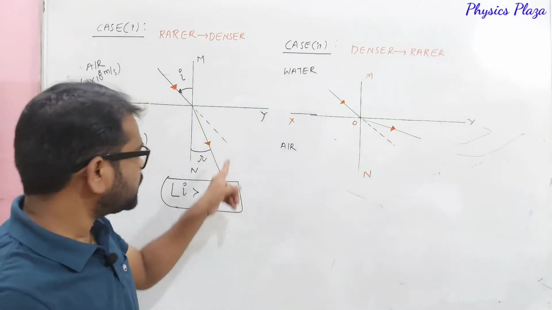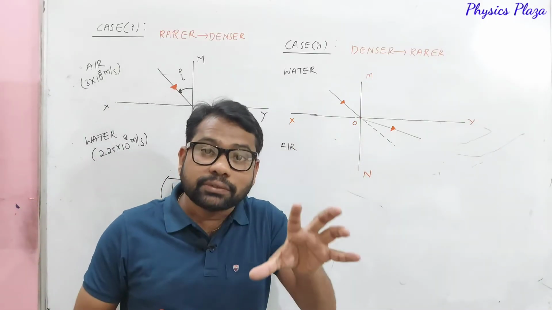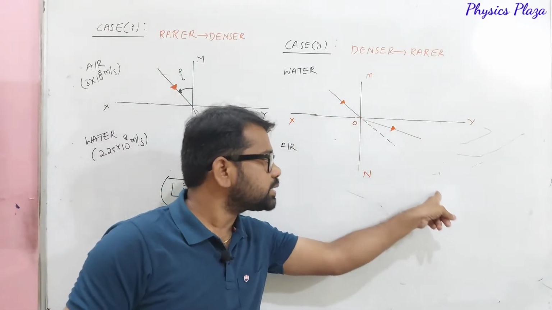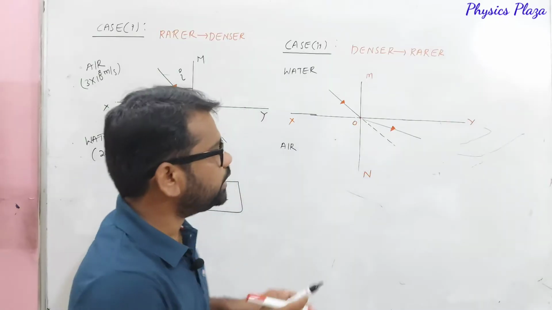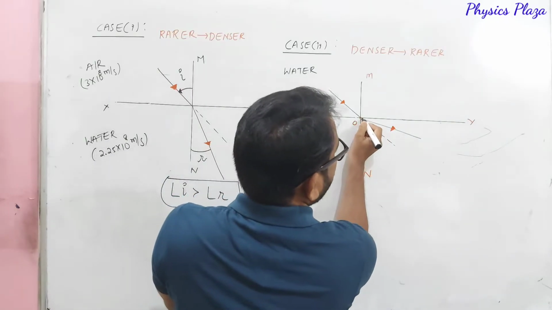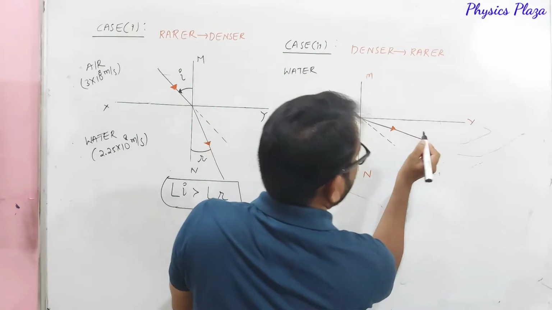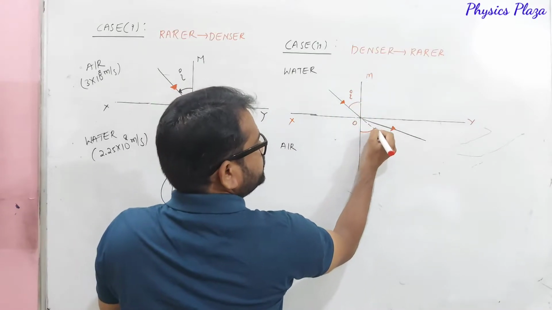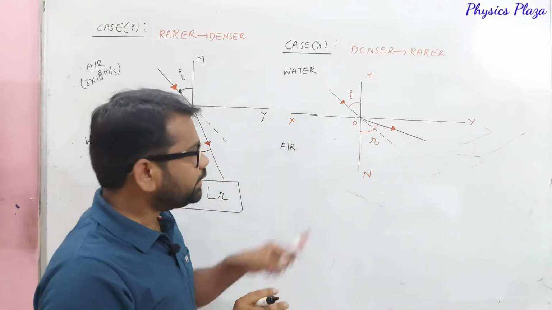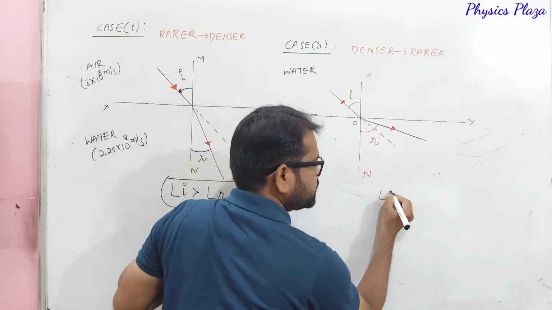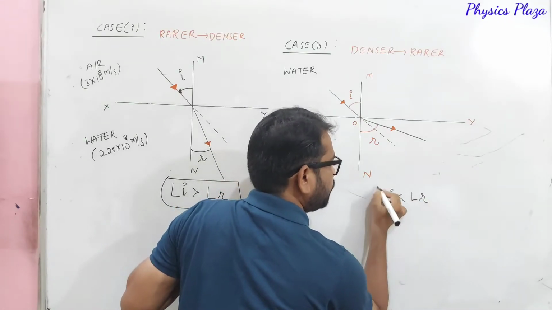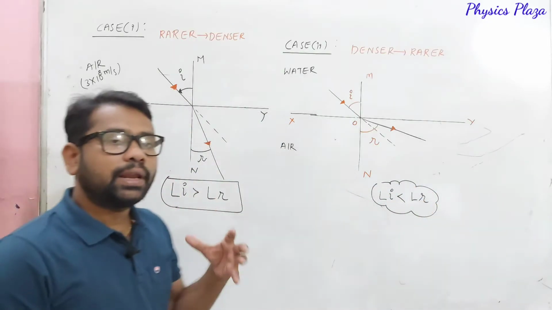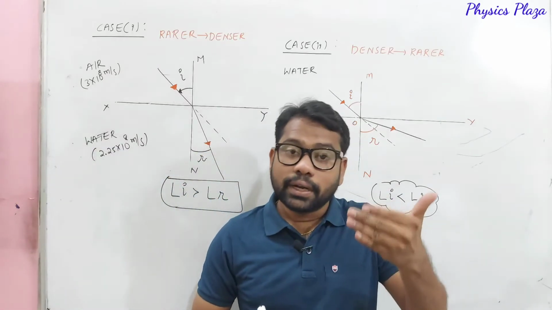So here you may have one doubt. What is this dotted line, dear children? It is actually the original path of the light ray, which means if there was no second medium, light would have traveled along a straight line path. Here light is moving away from the normal. This is the angle of incidence, and this is the angle of refraction. But in this case, the angle of incidence is less than the angle of refraction. So this is what actually happens when light travels from rarer to denser medium and denser to rarer medium.